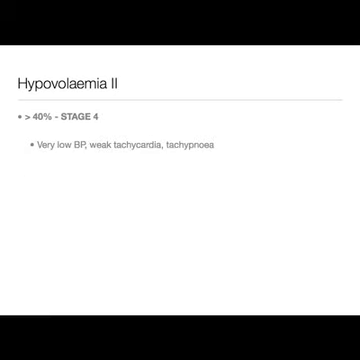In stage 4, which represents advanced shock with greater than 40% of the blood volume lost, there is an extreme tachycardia, a weak pulse, pronounced tachypnea, and a highly depressed blood pressure. The skin is sweaty, cool, and the patient is usually extremely pale.